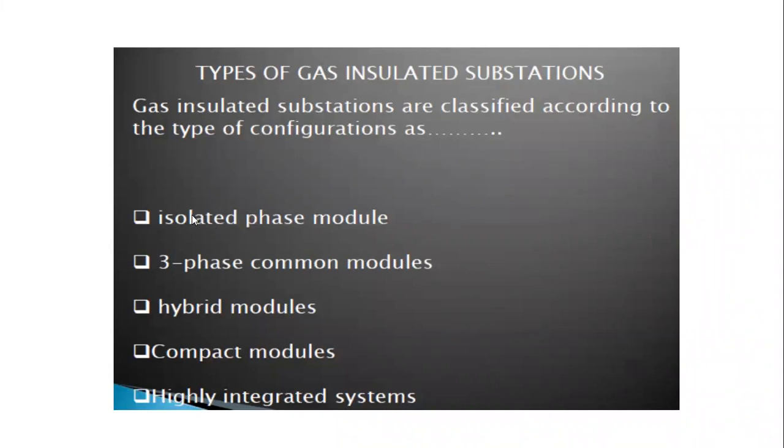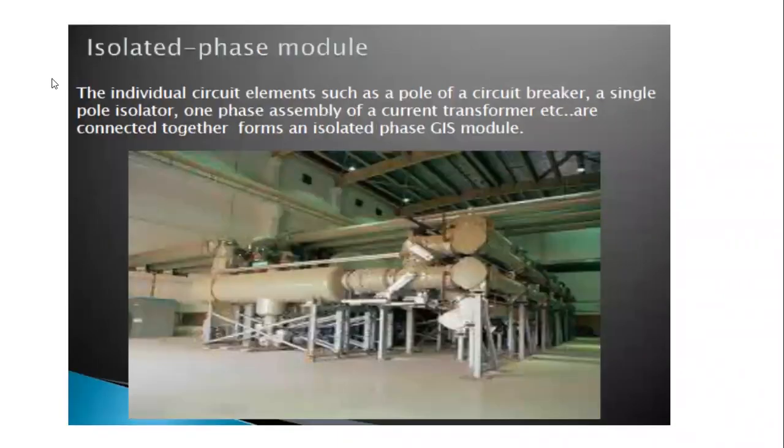According to the configuration, the GIS are classified into isolated phase modules, three-phase common modules, hybrid modules, compact modules, and highly integrated systems. Understand? These are the various types of a GIS.